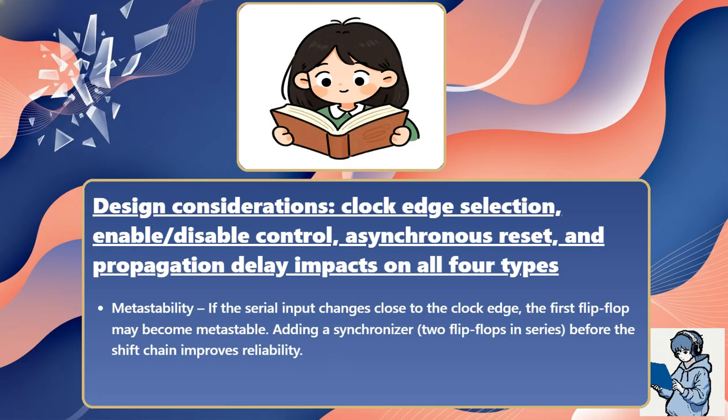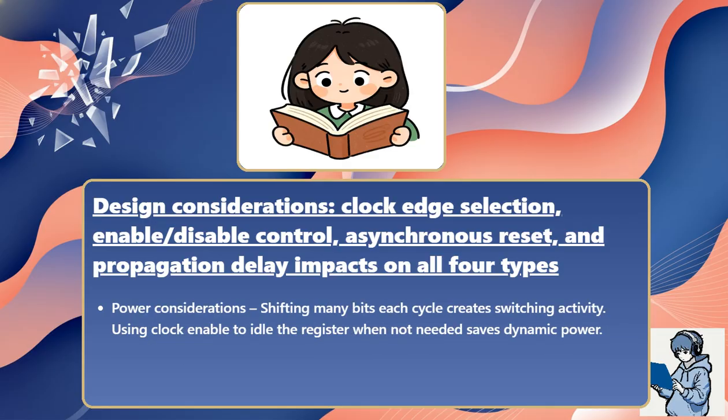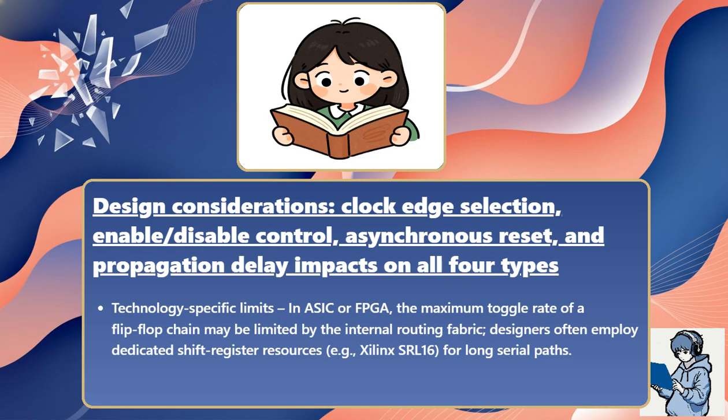Metastability. If the serial input changes close to the clock edge, the first flip-flop may become metastable. Adding a synchronizer, 2 flip-flops in series before the shift chain, improves reliability. Power considerations. Shifting many bits each cycle creates switching activity. Using clock enable to idle the register when not needed saves dynamic power. Technology-specific limits. In ASIC or FPGA, the maximum toggle rate of a flip-flop chain may be limited by the internal routing fabric. Designers often employ dedicated shift register resources, for example Xilinx SRL16, for long serial paths.